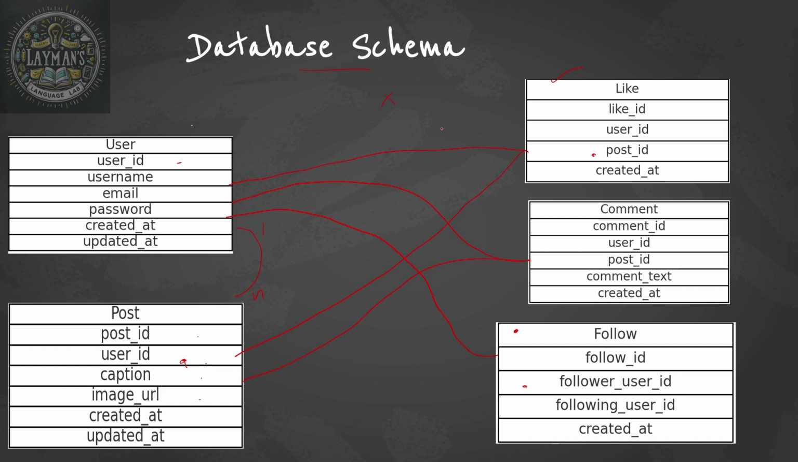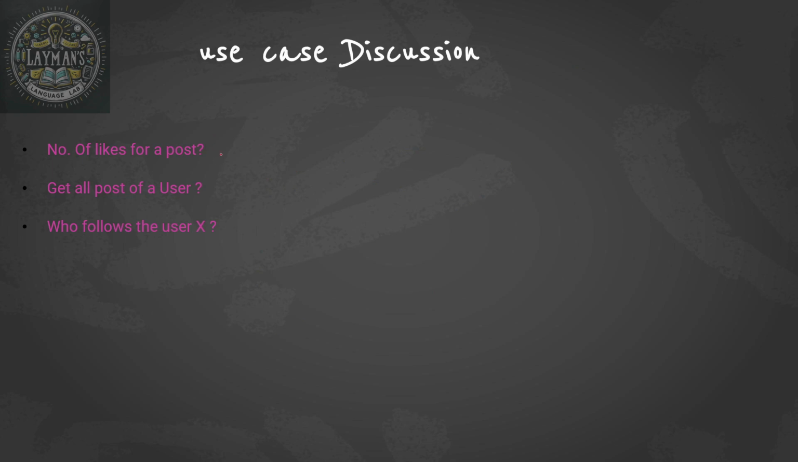This is a basic database schema that we can have for our Instagram system. This is what we have discussed in the use case discussion: the number of likes of a post, getting all the posts per user, and who follows user X. All these scenarios can be answered by our database schema. So we can say our schema holds good for retrieving all the data.